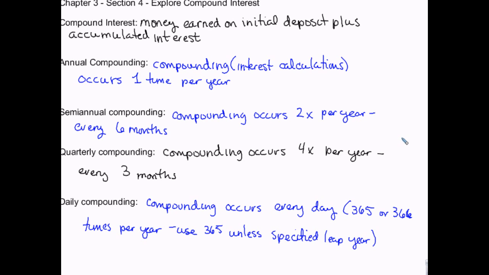Quarterly compounding occurs 4 times per year, so that's every 3 months. Then there is monthly compounding, which would be 12 times per year. And then you have daily compounding where the bank calculates the interest every single day at the end of the business day. And that'll either be 365 times or 366 times per year because of leap years. But for our calculations, always use 365 unless you're specifically told this is a leap year. So we'll just always assume that the days of the year are 365.